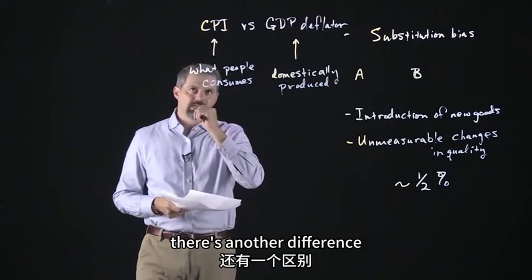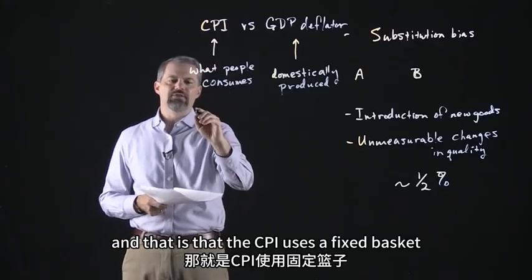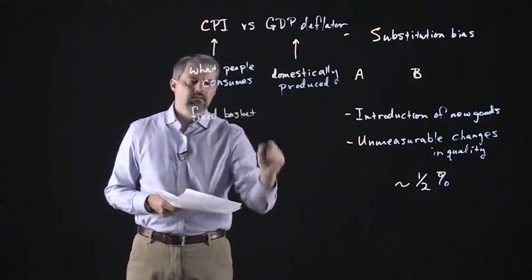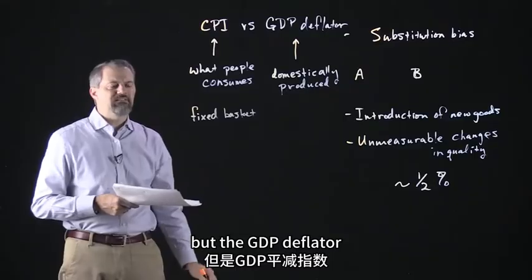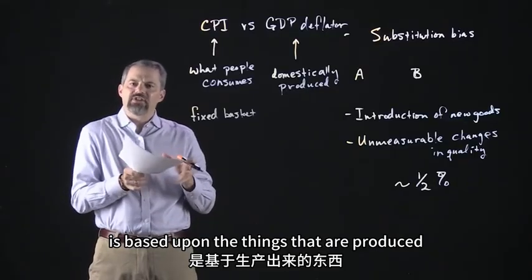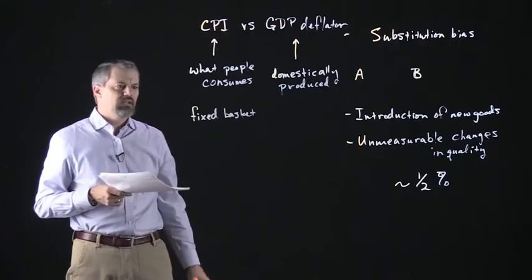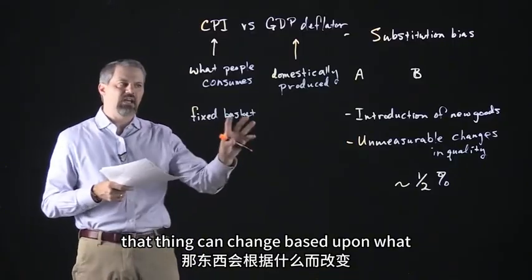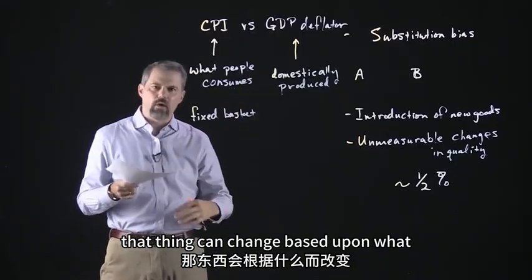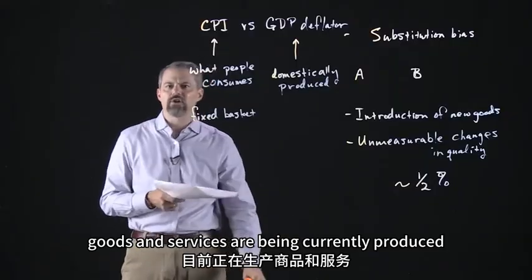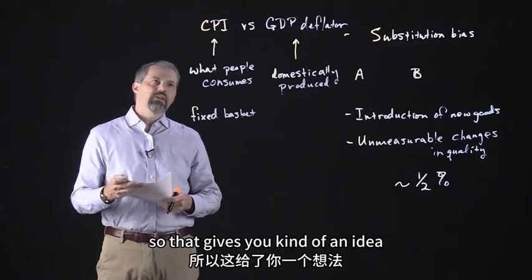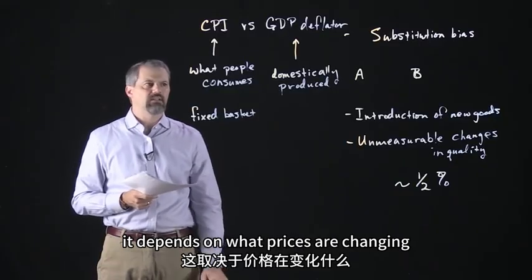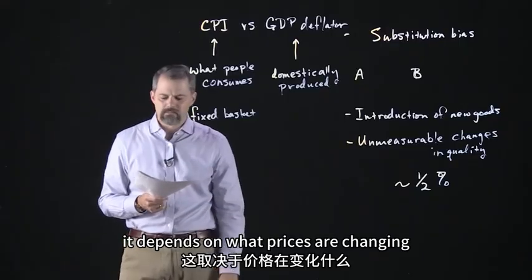There's another difference, and that is that the CPI uses a fixed basket. But the GDP deflator is based upon the things that are produced in that time period that we're thinking about. So there's no fixed basket here for the GDP deflator. That thing can change based upon what goods and services are being currently produced. So that gives you a kind of an idea. Again, most of the time they tell us the same story, but it depends on what prices are changing.